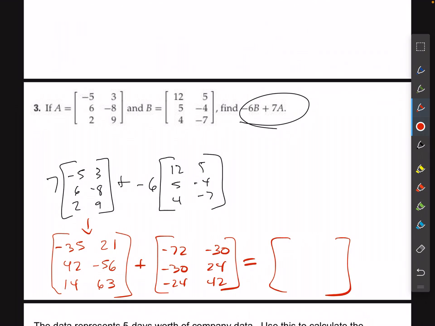Okay, so for our final answer, here we go. We're going to get negative 107. And then 21 plus negative 30 is negative 9. 42 plus negative 30 is going to be 12. Negative 56 plus 24 is going to be negative 32. 14 plus negative 24 is going to be negative 10. And then 63 and 42 is going to be 105. And that would be our final answer.